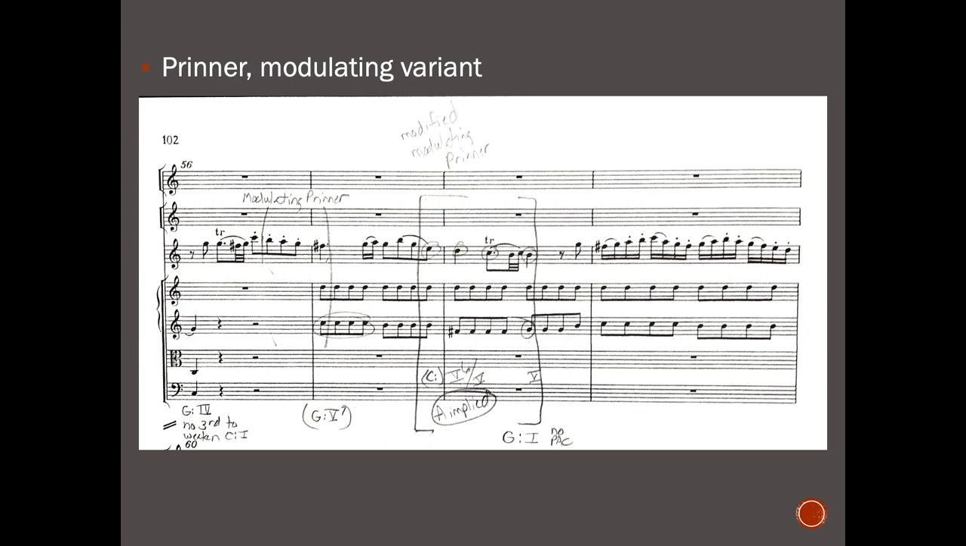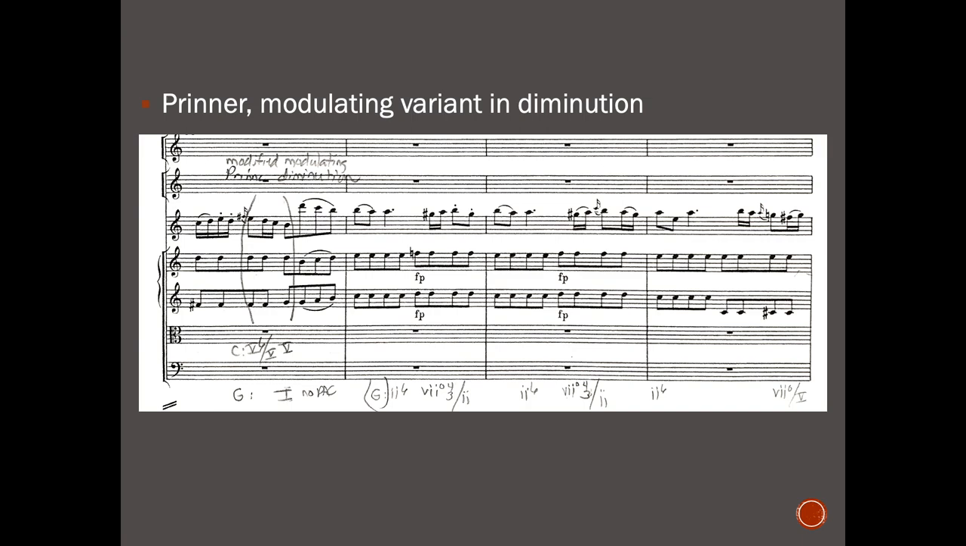So we have a modulating Prinner here. We have a modulating Prinner here. We move into a section that is fairly convincingly in G major, but there's no perfect authentic cadence happening there. So we really haven't gone full-fledged into G major yet. We get another Prinner with a modulating variant, but it's in diminution here. And so this is clearly what's happening, but it happens so quickly that it may have just been a convenient tool that he used in this particular segment of the composition.